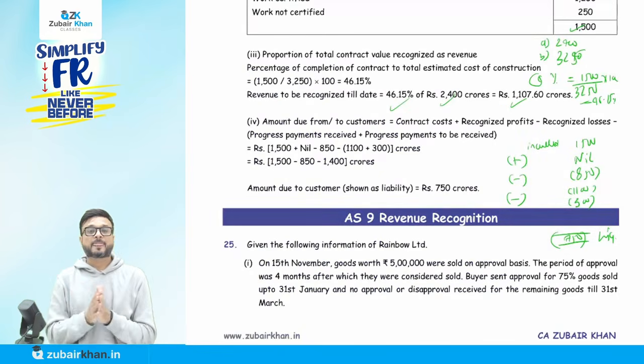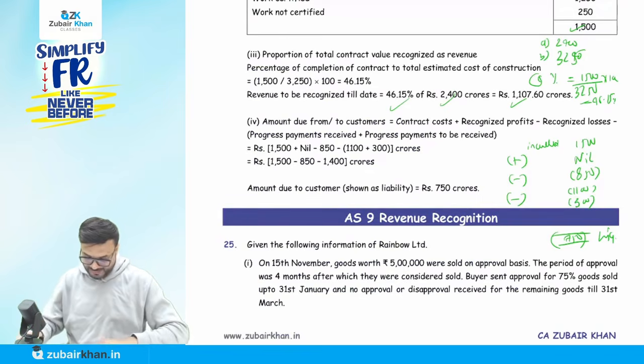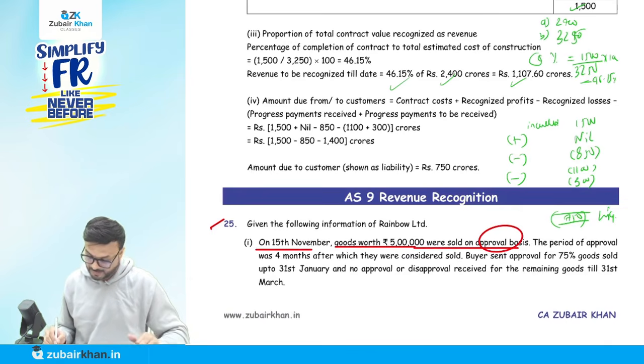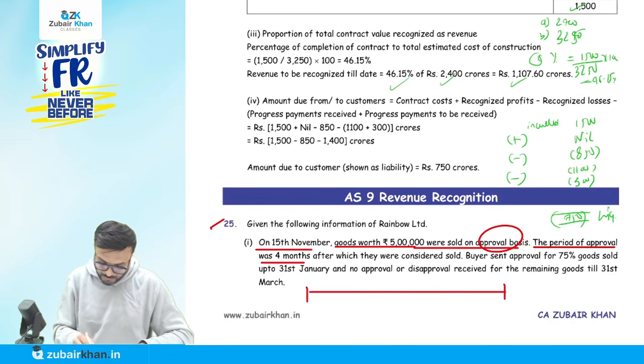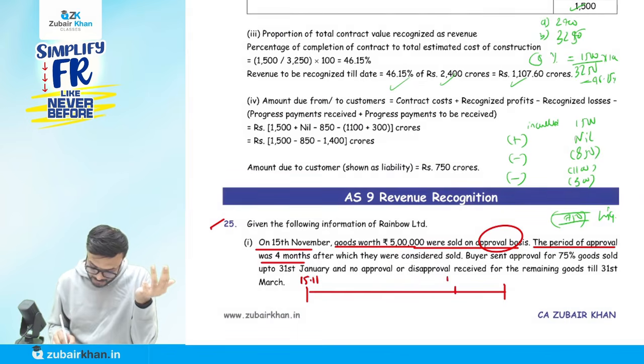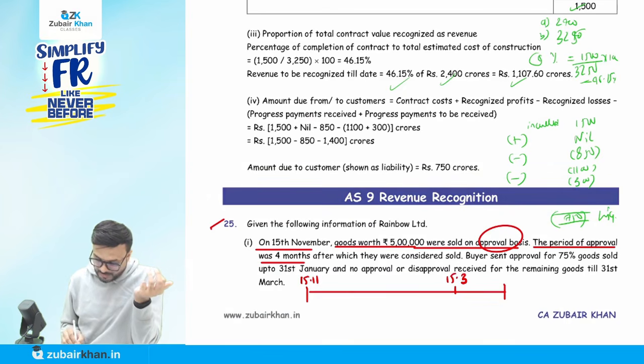Now, question number 25: given the following information of Rainbow Limited, what does it say? On 15th of November, goods worth rupees 5 lakh were sold on approval basis. It means a sales on approval case. The period of approval is up to 4 months. Listen carefully: we sold goods on 15th of November. Now 4 months will come to 15th of December, 15th of January, 15th of February, 15th of March. So on 15th of March, 4 months will be completed. After 4 months they are considered sold.